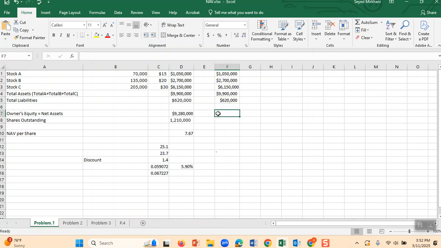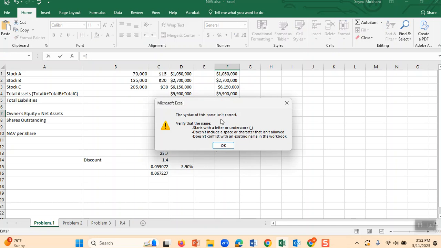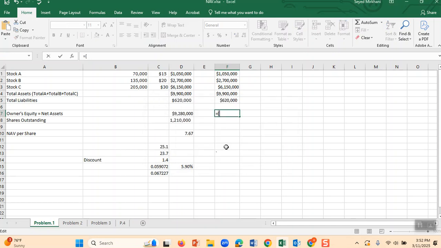When we subtract them, we call it net assets. This number, let's see, it equals this number minus this number. And then I click enter. That is how much the net value of the company is.